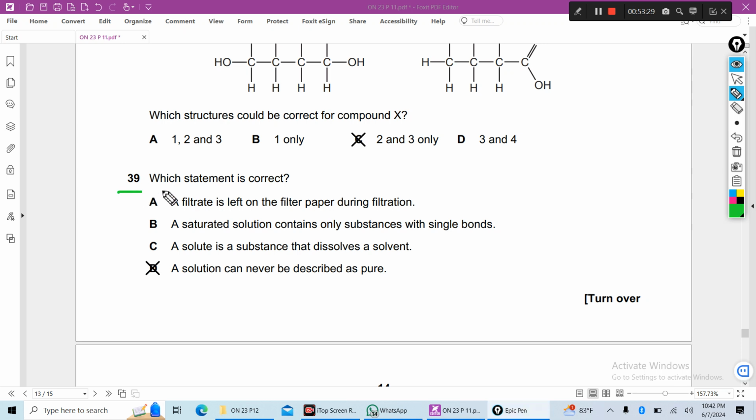39. Which statement is correct? A solution can never be described as pure. A solution is a mixture of solute and solvent, so it is not pure. So this is the right answer.